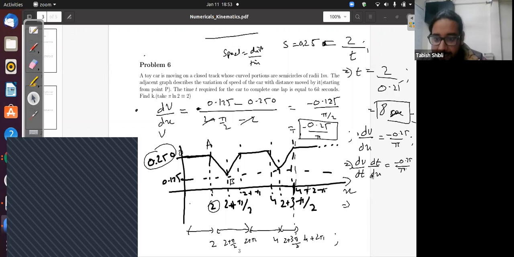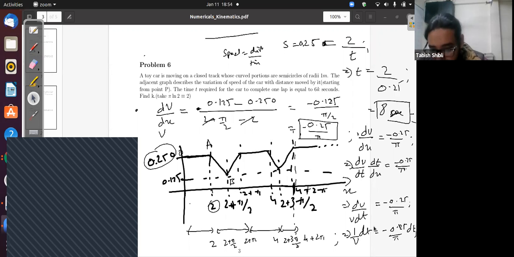Well, you have dv by dt, and dx by dt is again v. So you have another v here, equal to minus 0.25 by pi. You can take the dt on the other side. So you have 1 by v dv is equal to minus 0.25 by pi times dt. So you just integrate from point A to point B, on both sides.